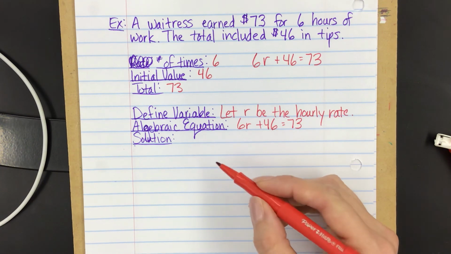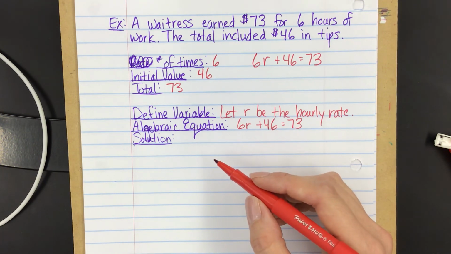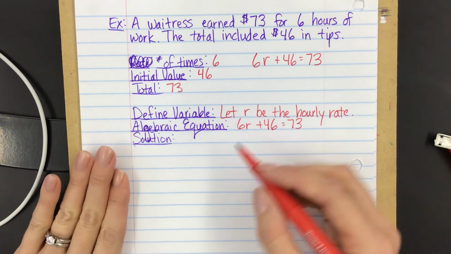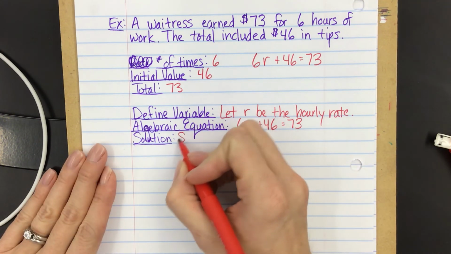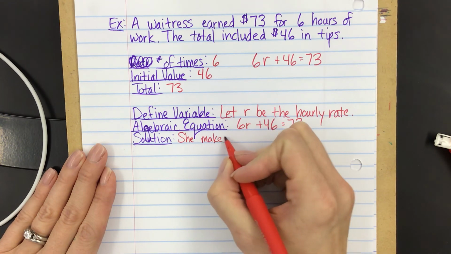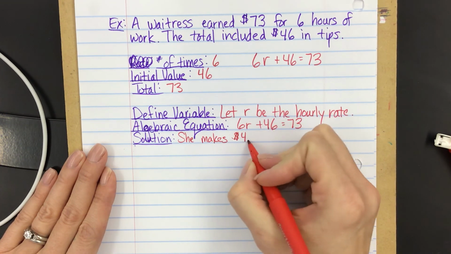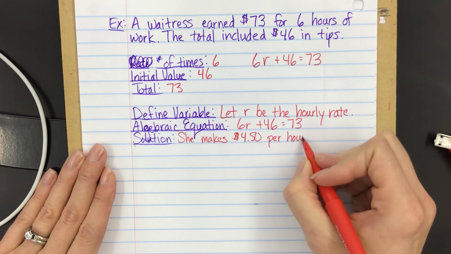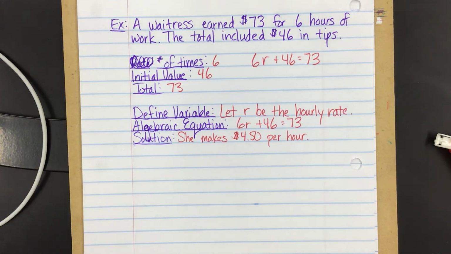Okay? And when you guys solved it, what'd you get? 4.5. So $4.50 per hour. So we can say she makes $4.50 per hour.